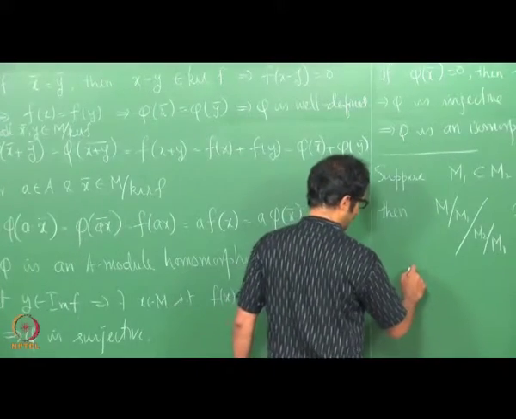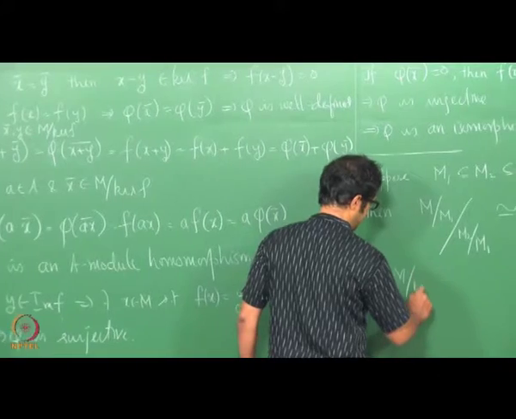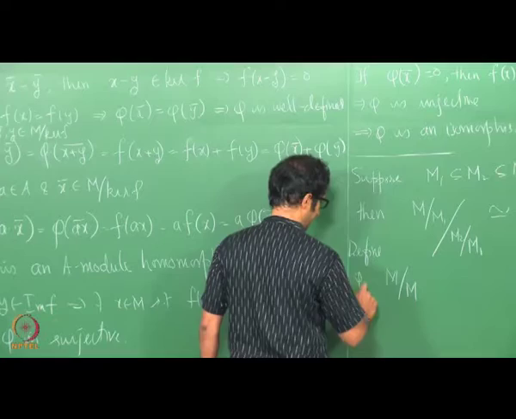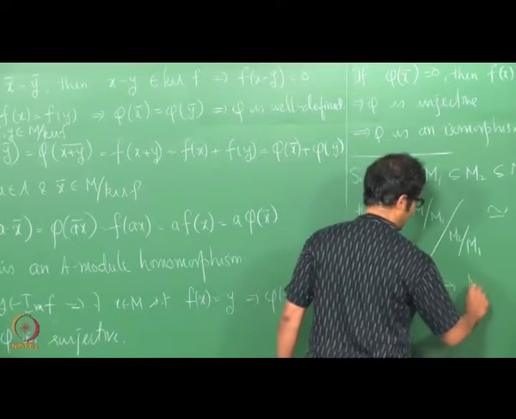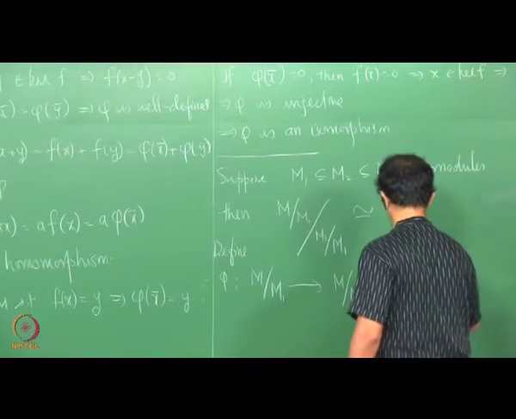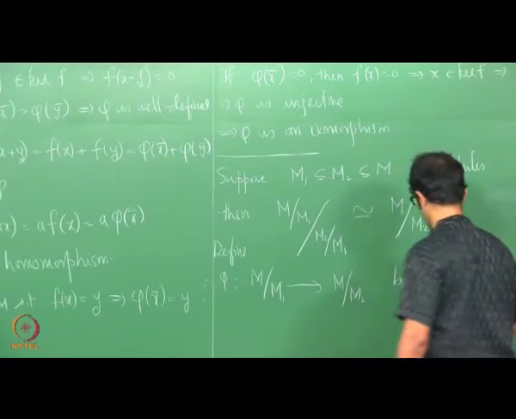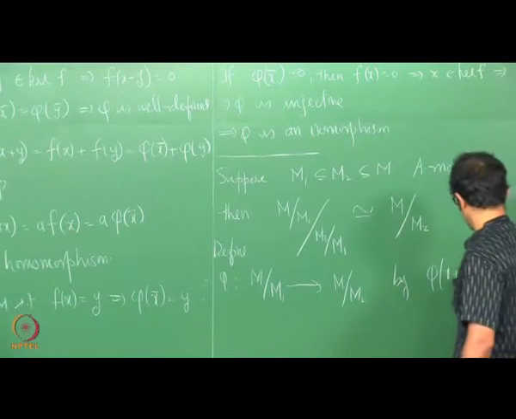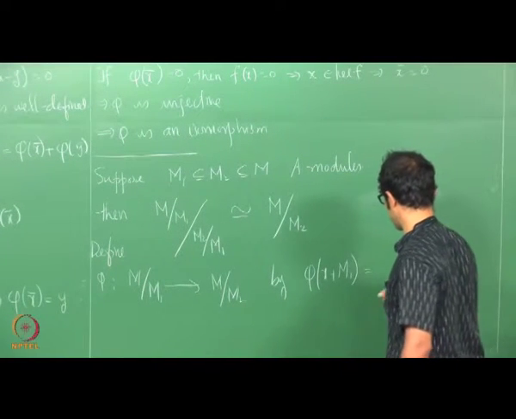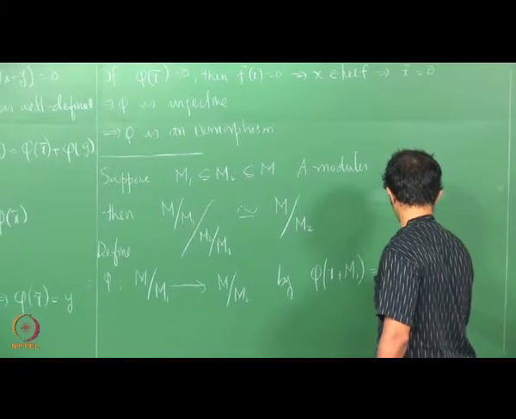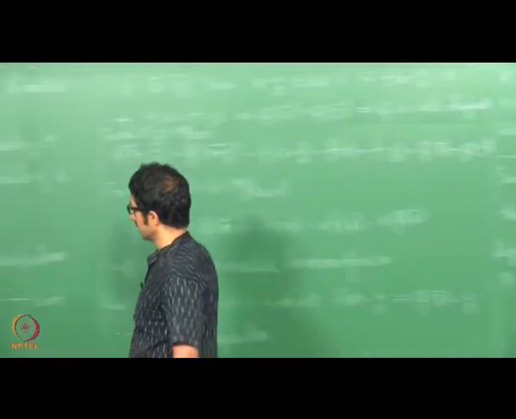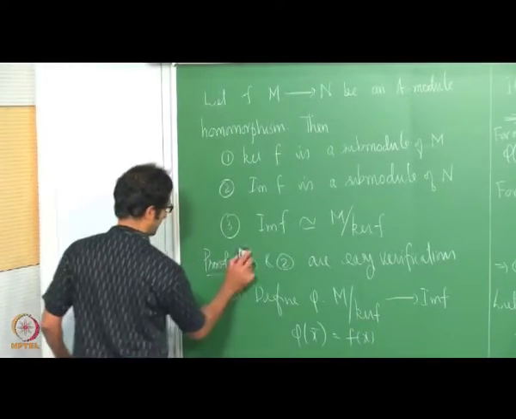So, from M mod M1 define, let us say, phi from M mod M1 to M mod M2 by phi of, so to talk about different representatives, let us write x plus M1 going to x plus M2. First of all, this should be well defined. Is this well defined?